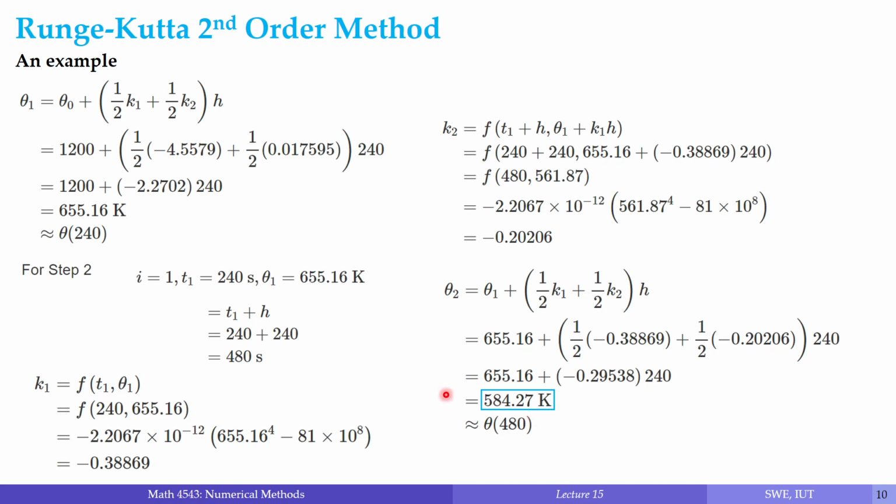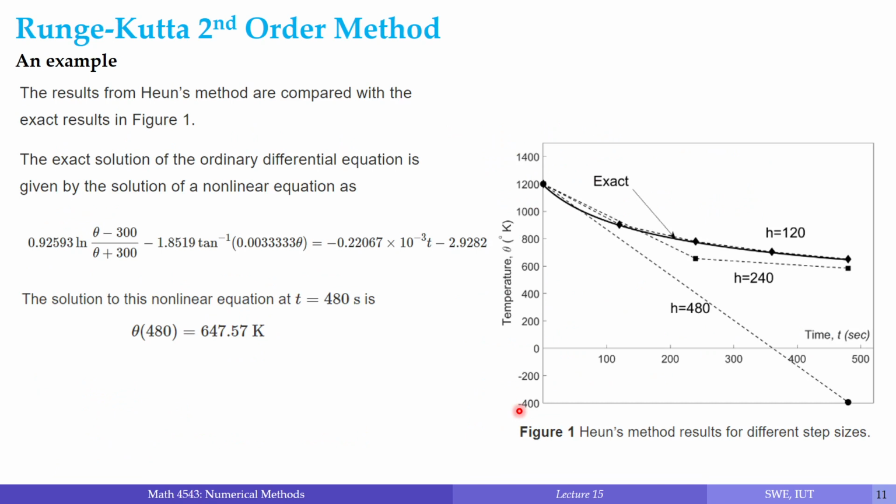So from 1200 kelvins it became 655.16 kelvins approximately after 240 seconds, and after 480 seconds it became even lesser. It became 584.27 kelvins, right? Fine, so let's see how this approximation fares with the exact value. Okay, let's compare it with the exact value and see how good we did.